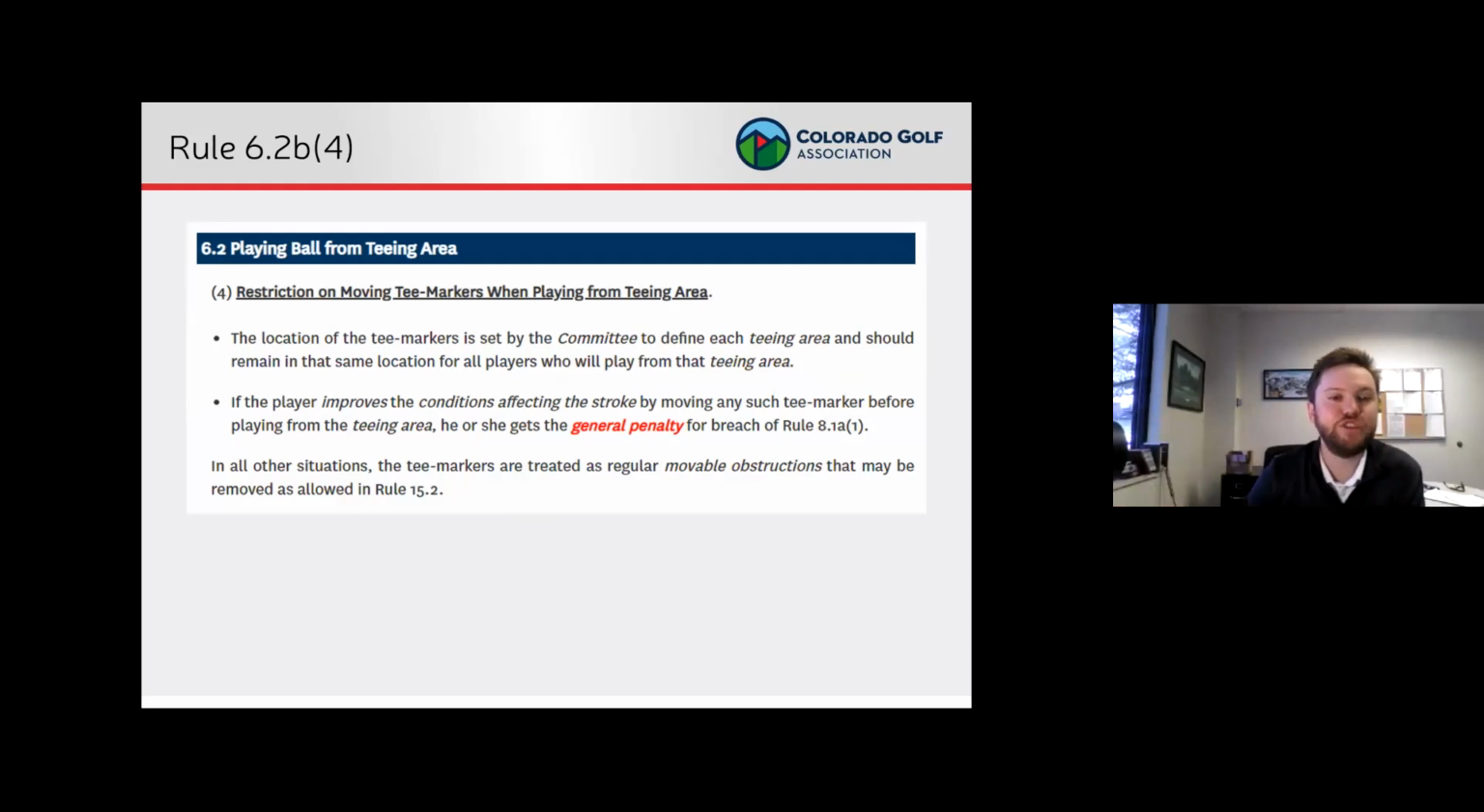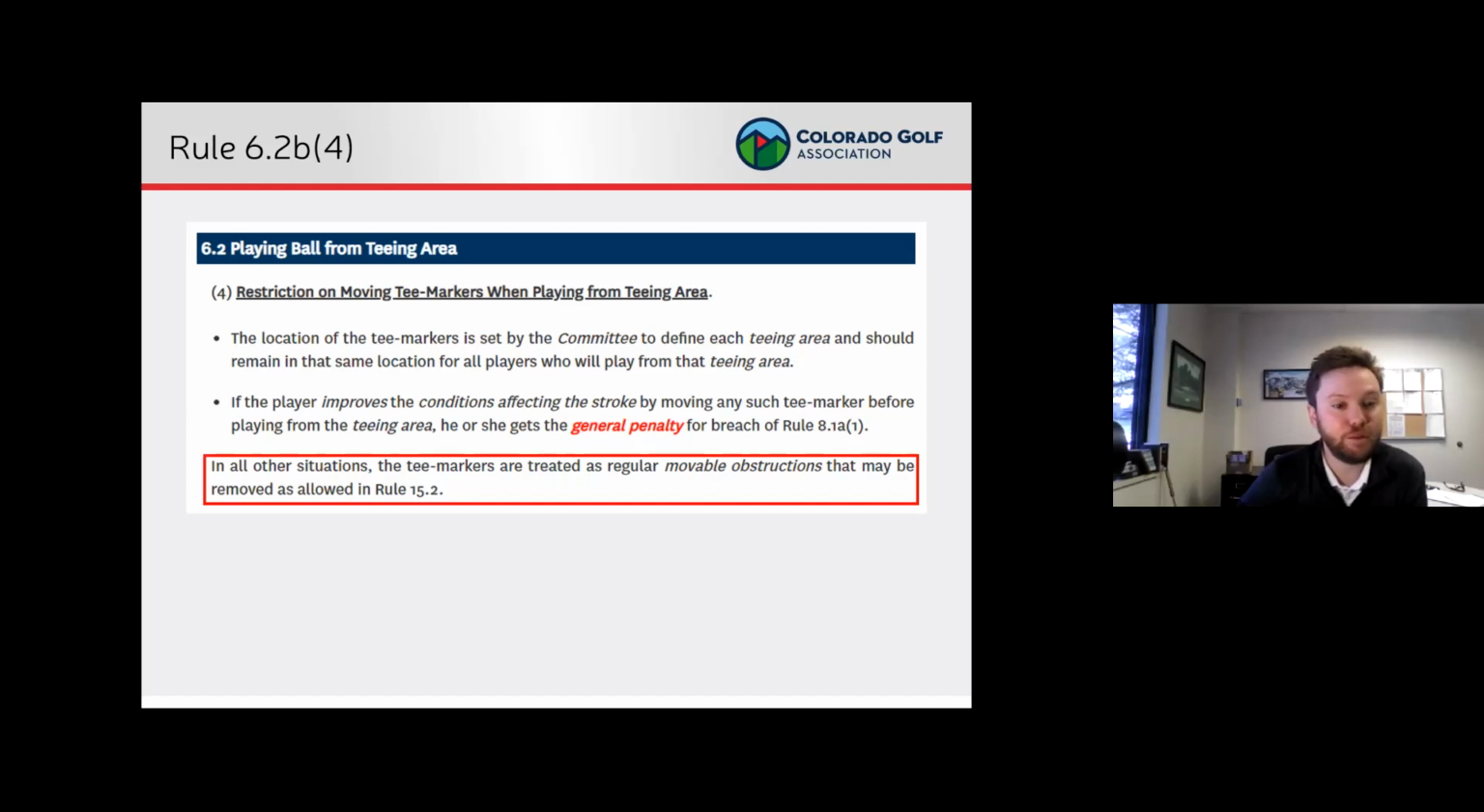If a player improves the conditions affecting the stroke by moving any such tee marker before playing from the teeing area, he or she would get the general penalty, possibly disqualification. We don't get into that. In all those situations, the tee markers are treated as regular movable obstructions, which is what we're talking about here, that may be removed as allowed under 15.2a. So in all other situations, essentially once you're outside of the teeing area, the other tee markers can be movable obstructions. The tee markers you're playing from can be treated as movable obstructions.